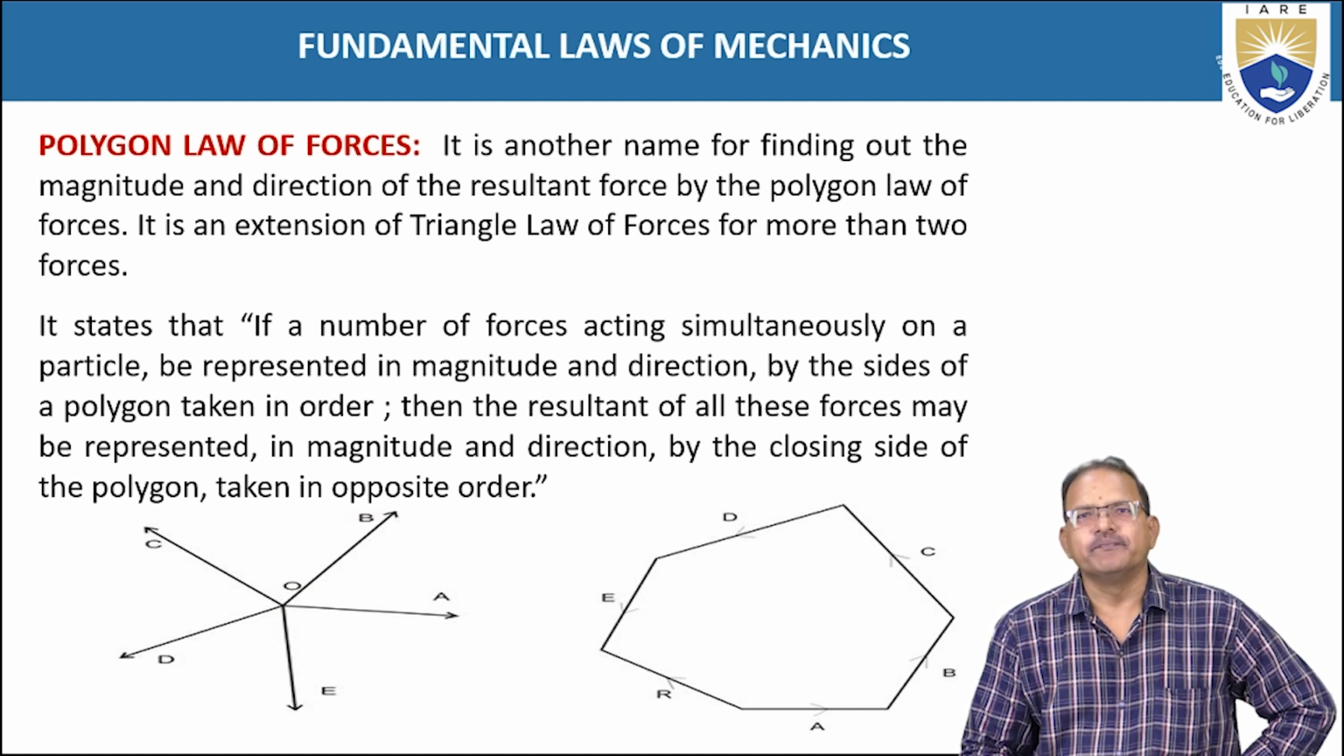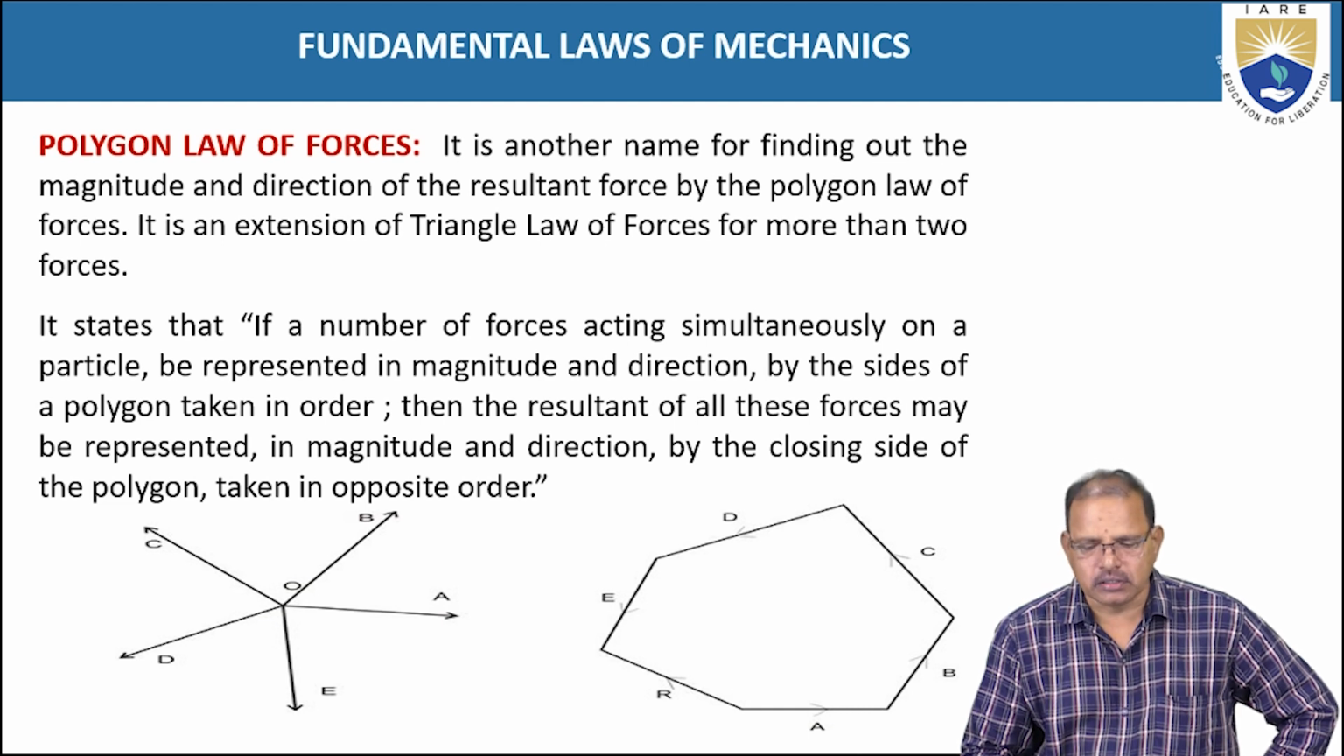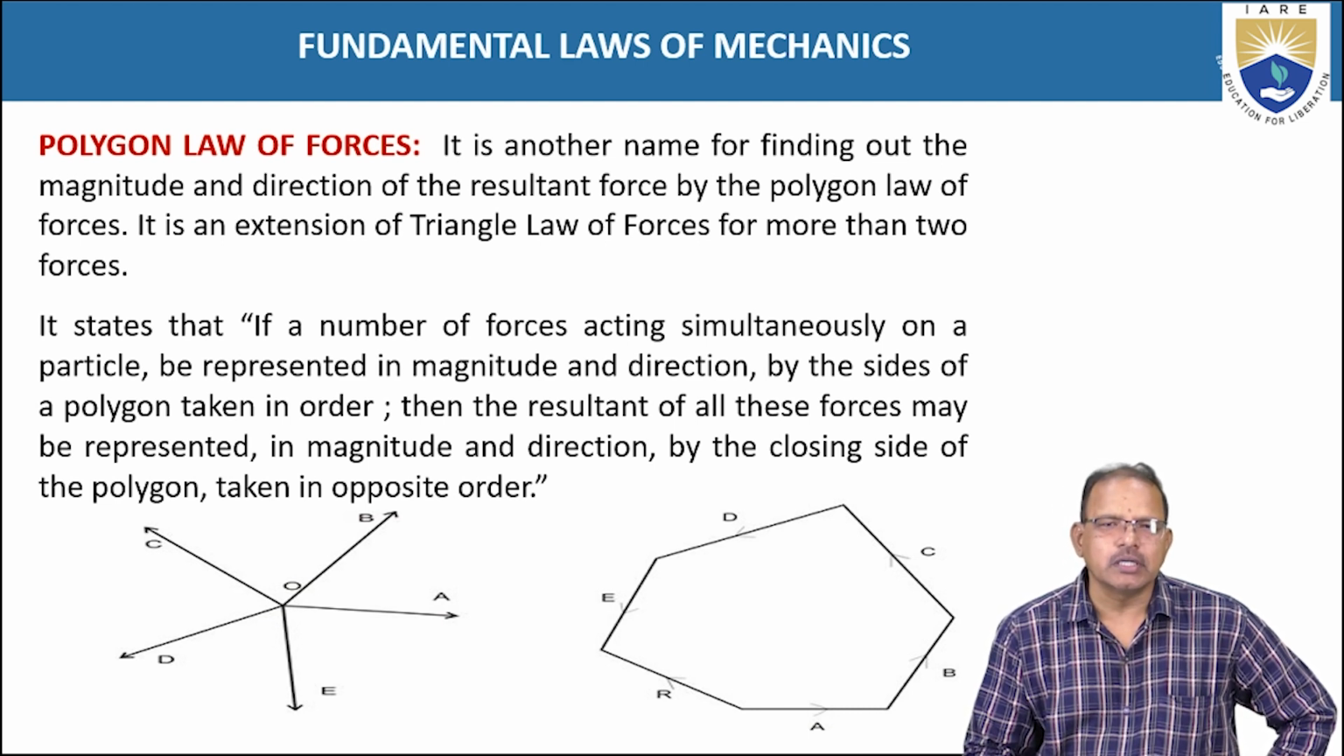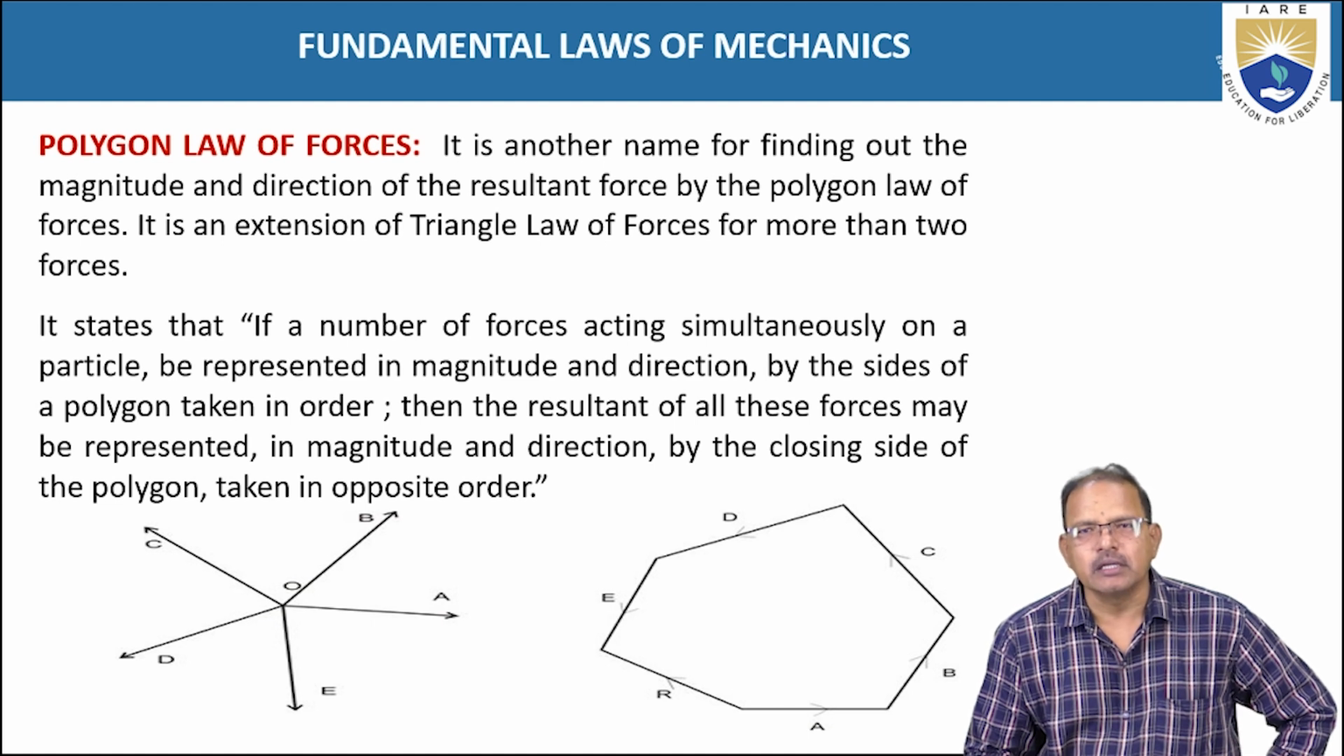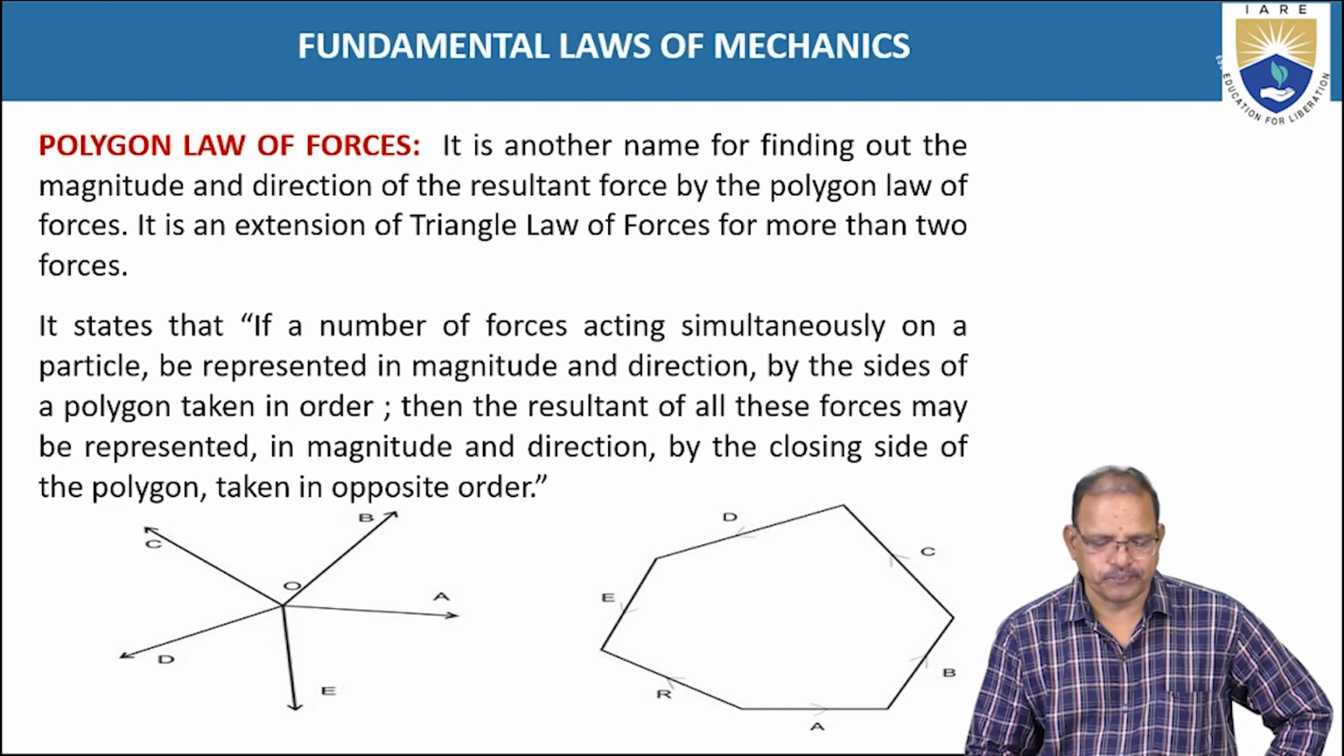This law states that if a number of forces acting simultaneously on a particle are represented in magnitude and direction by the sides of a polygon taken in order, then the closing side of the polygon represents, in both magnitude and direction, the resultant of all the forces, but taken in opposite order.